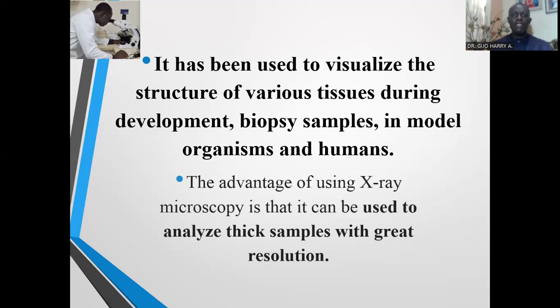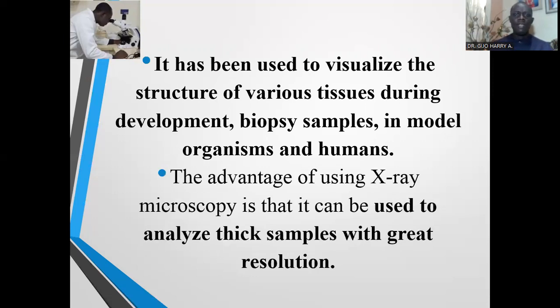It has been used to visualize the structure of various tissues during development, and biopsy samples in model organisms and humans.